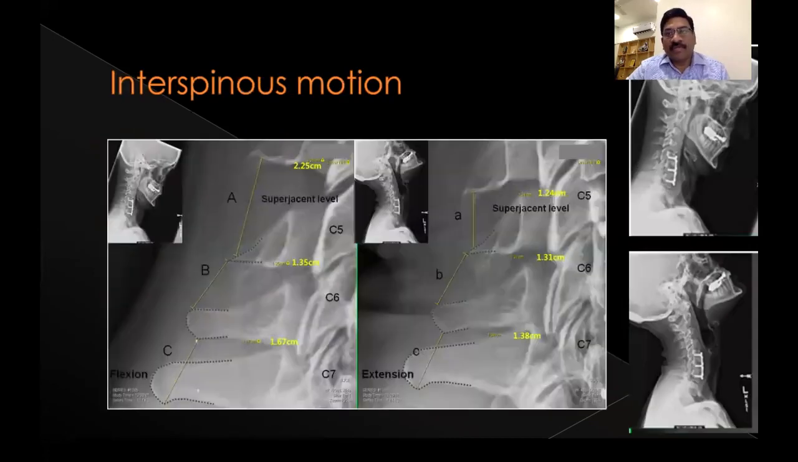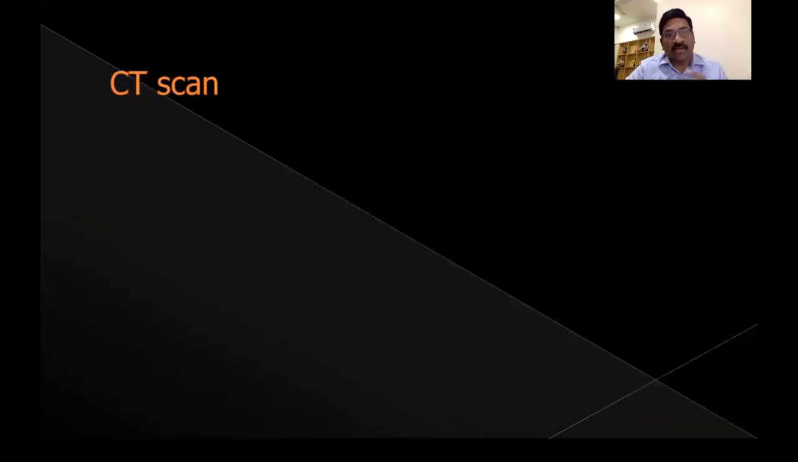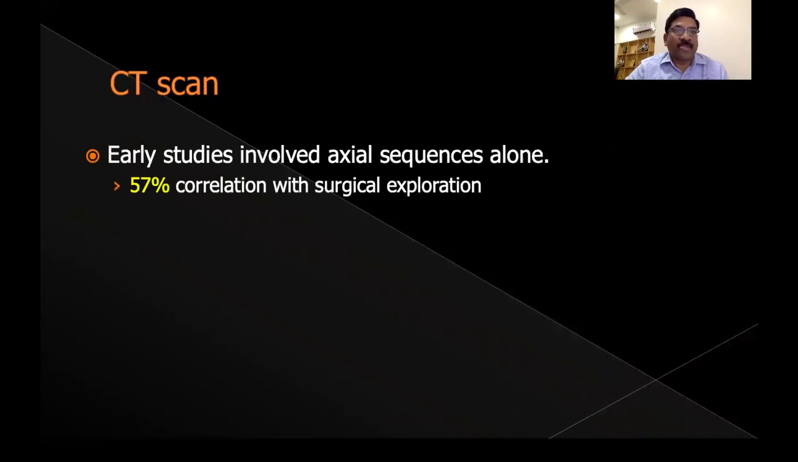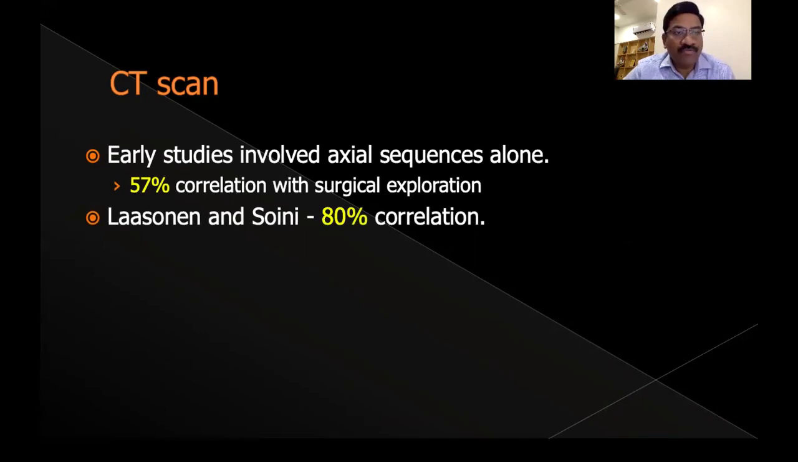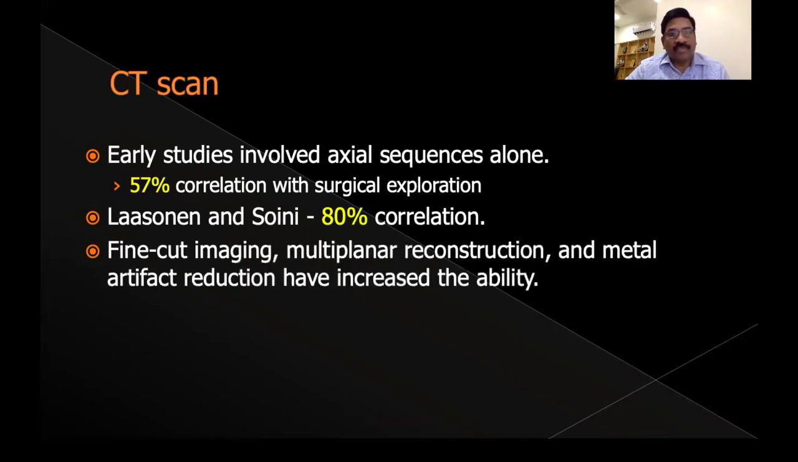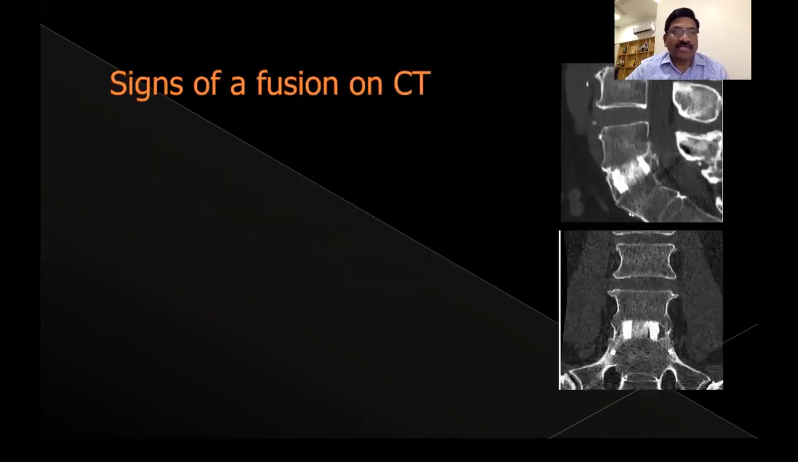In cases where there is a plate applied onto the interbody in the anterior plating, the spinous process movement or interspinous motion can be used as a reliable indicator for the failure of the fusion. CT scans are the mainstay in identifying the fusion, but early studies have quoted only 57% correlation with the surgical exploration. But the recent studies have documented up to 80% because of the advent of fine cut imaging, multiplanar reconstructions, and metal artifact reduction. But one needs to be cautious about the high radiation exposure with CT scans.